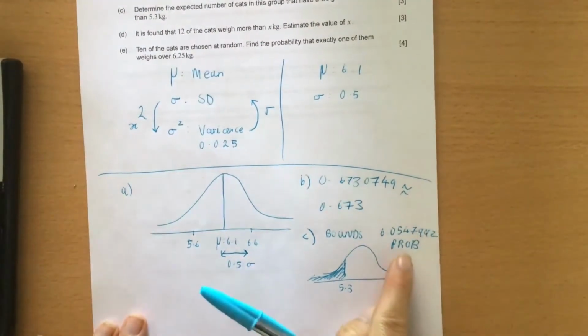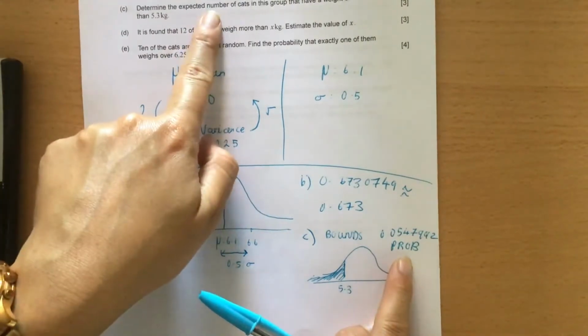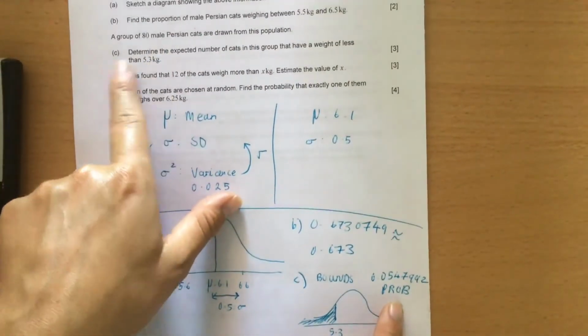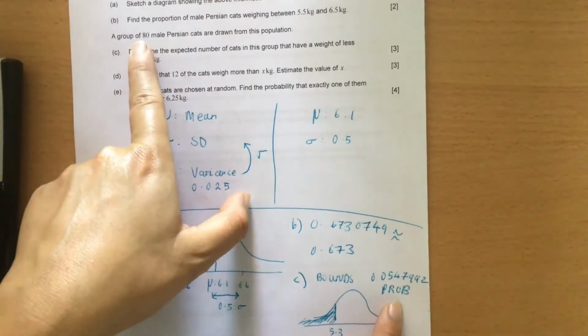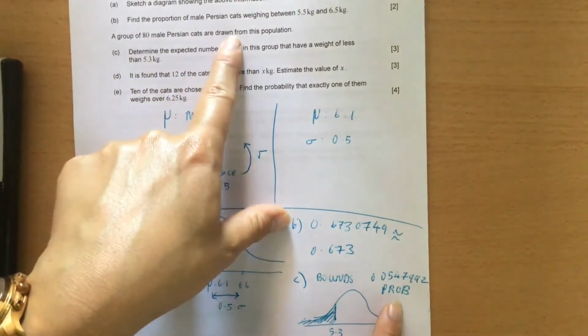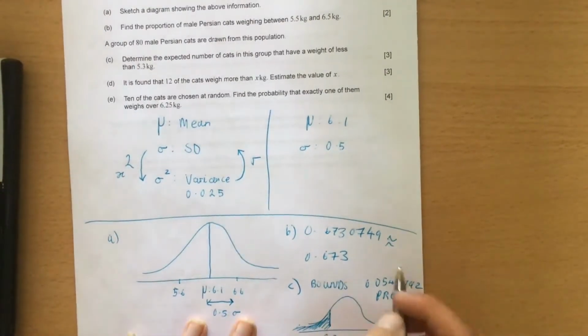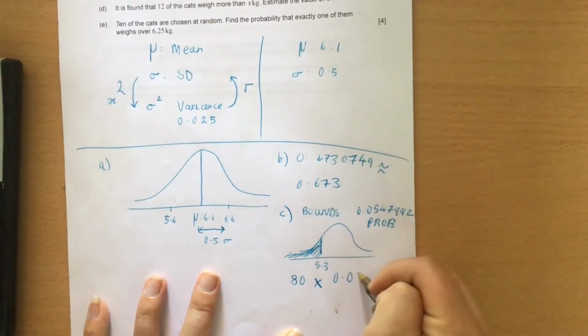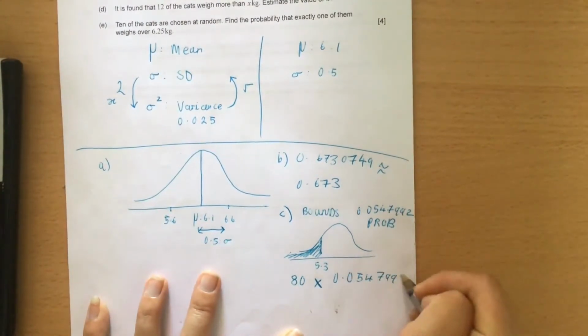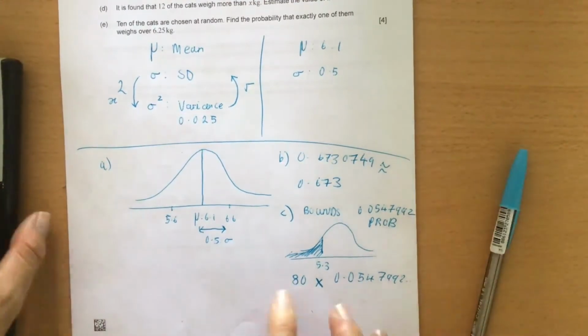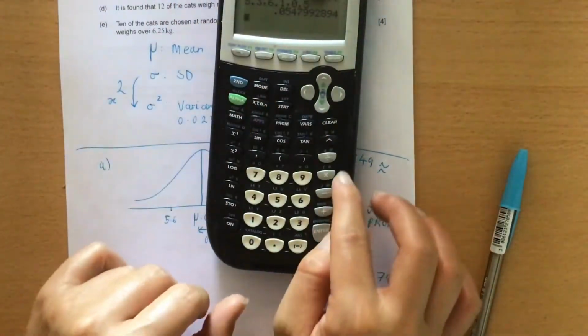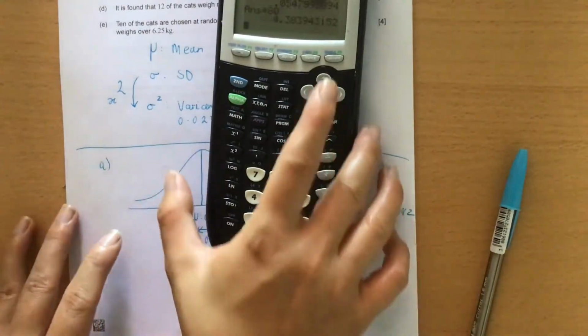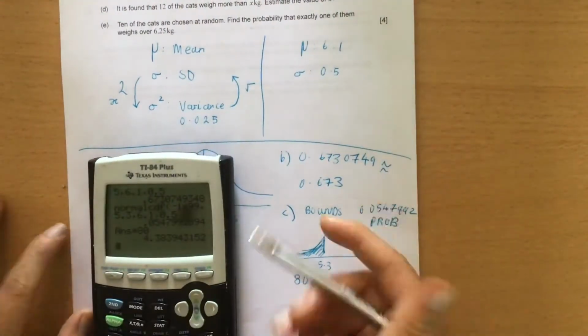So how do we convert a probability into a number? Well, what you need to do is look at the previous part of the question, and it says the fact that we were looking at a group of 80 male Persian cats drawn from this population. So if there's 80, our expectation, if it ever says expected in a question, you need to times. So we're going to do 80 multiplied by the probability, 0.05479992. It's important to keep as many decimal places as possible. We've already got it in the calculator, so we're just going to times that by 80, and then we get 4.383.